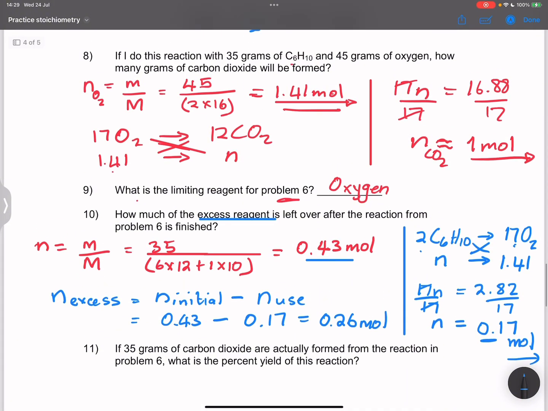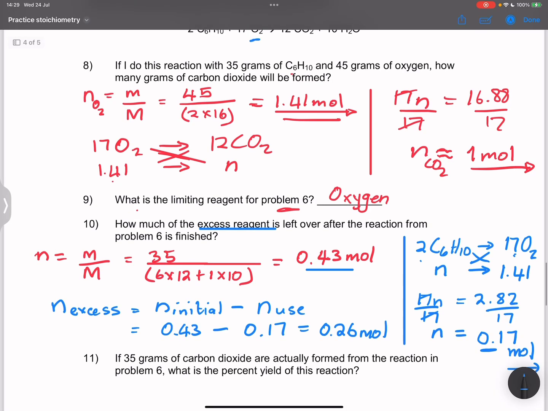And of course, if they wanted us to convert that to mass, we would be able to do that quite well. Now, on the next question, they want us to calculate the percentage yield. I'll leave that for next time. But in terms of how we actually calculate the limiting reagent, that's how we're going to do it, ladies and gents. Now, let me quickly recap.